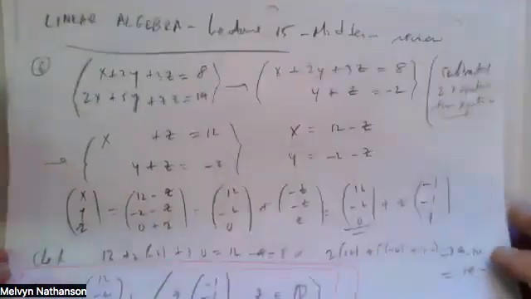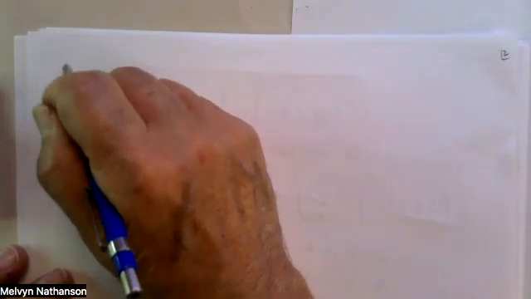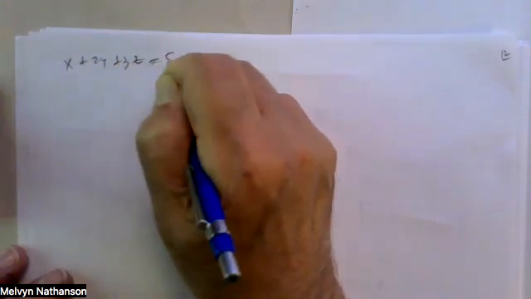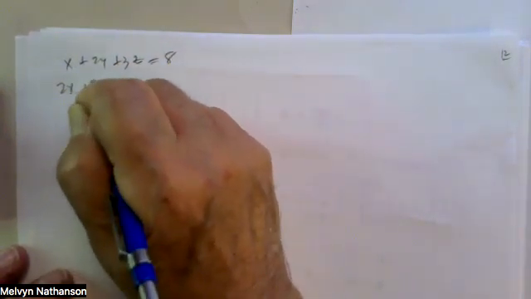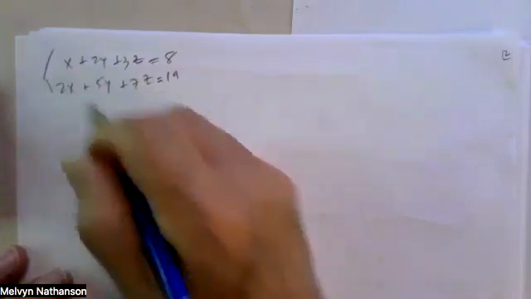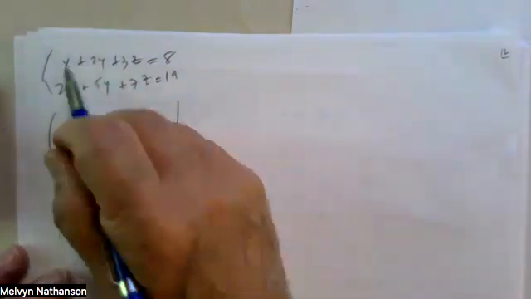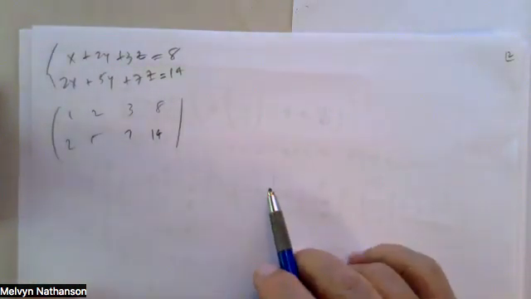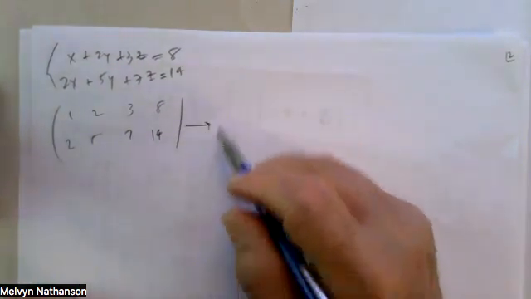Now, the second way to do this problem is Gaussian elimination in matrix form. I have my system of equations and I write down the associated matrix. So let me write down the equations again. x plus 2y plus 3z equals 8. 2x plus 5y plus 7z equals 14. So the matrix of coefficients is 1, 2, 3, 2, 5, 7, and the right-hand side is 8, 14. So I have this matrix and I want to put it in reduced row echelon form.